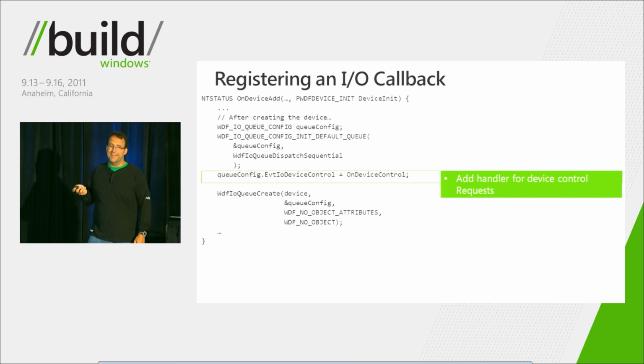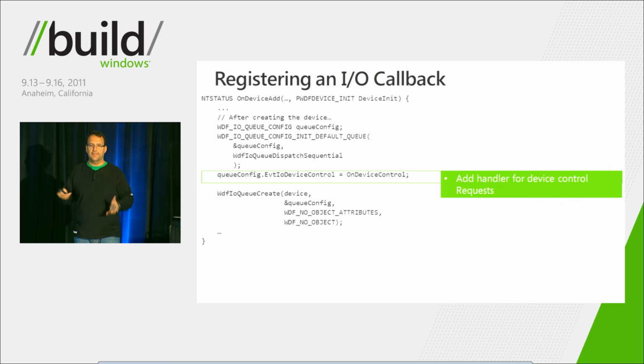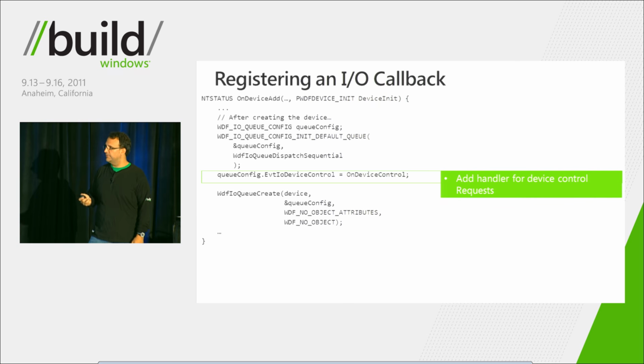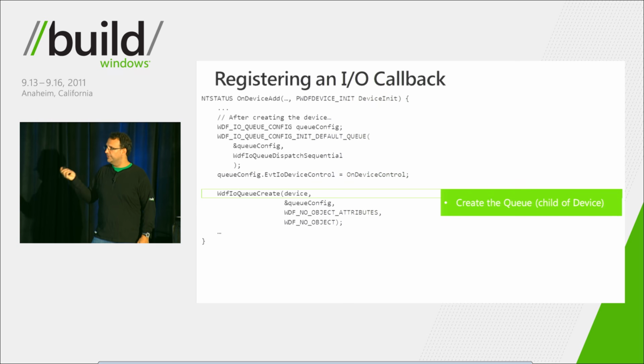We're going to register one handler for device control. So reads and writes that come to the driver will get bounced with an error because we don't have a handler for those, but device control requests will come through. And then we create the queue. This will be a child of the device. That's the default parent.